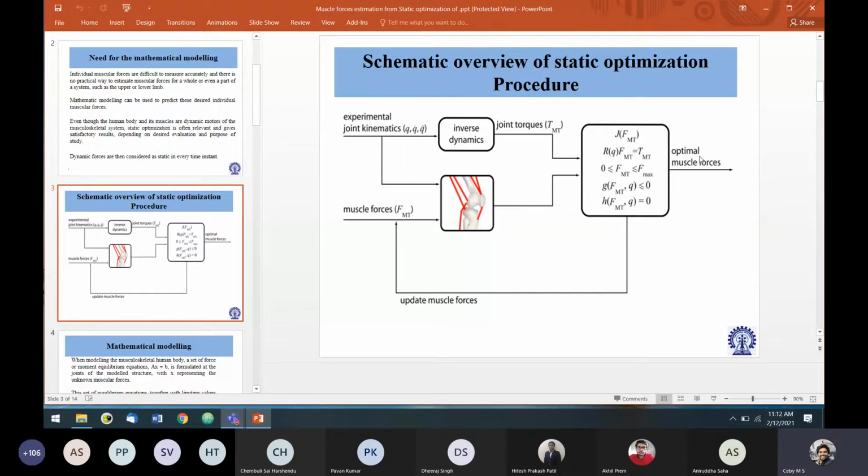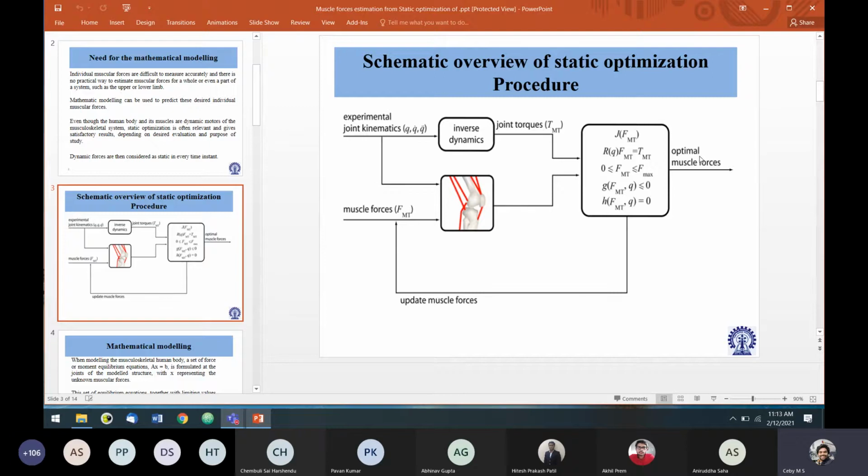So the second equation transforms muscle forces to joint torques. What about the design variable, F of MT? Can you just guess what FMT is? It's there in the figure itself. What is it? Muscle forces. Yes, muscle forces. So we are actually optimizing the muscle forces.